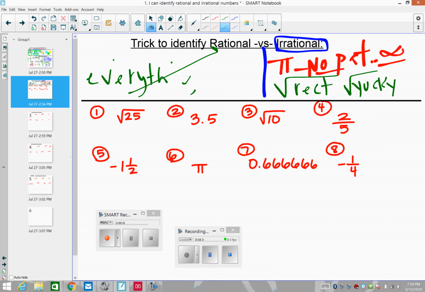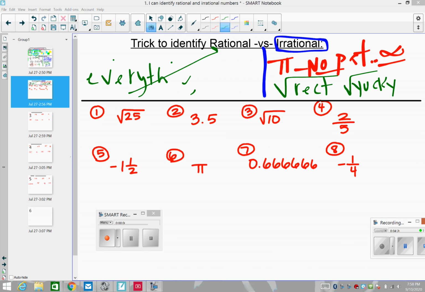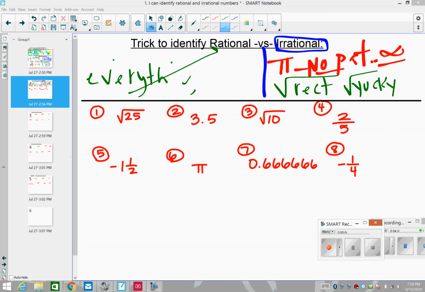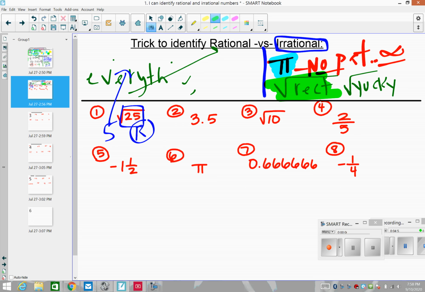All right, so let's do it. We're going to sort here the rational and irrational numbers. All right, so we have the square root of 25, which we know is a nice perfect square of 5. That would fall under the category of everything else. Number 1, rational. Number 2, checking our categories of rational versus irrational. Is it pi? No. Is it a square root of something that's yucky, that's a rectangle? No. So 3.5 is considered to be rational.